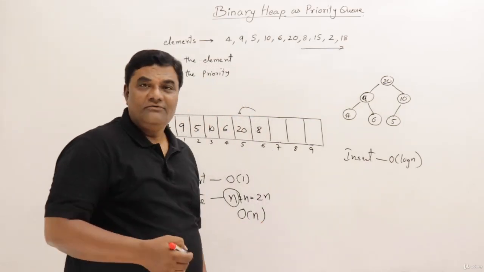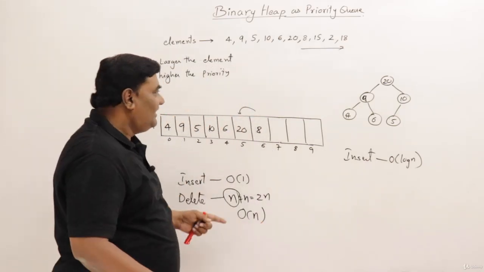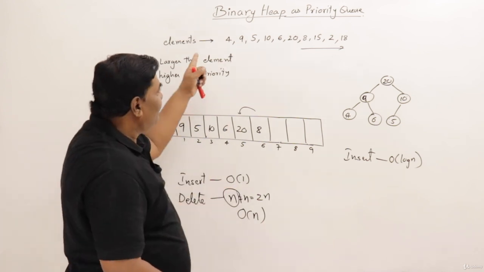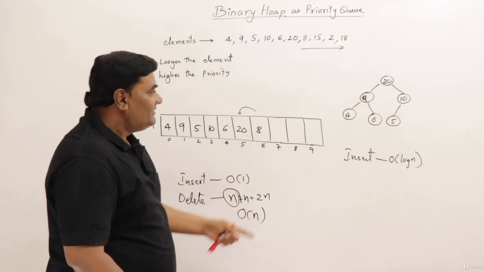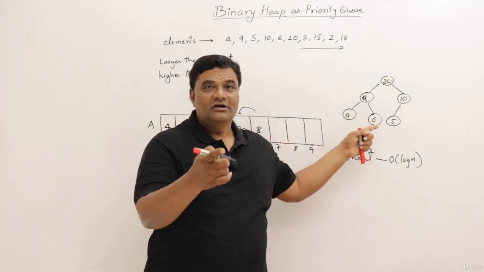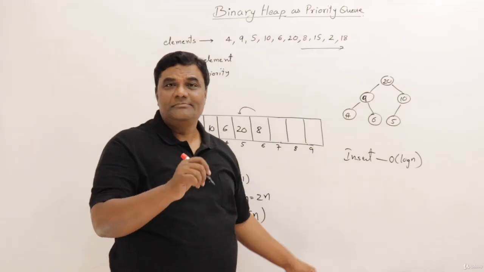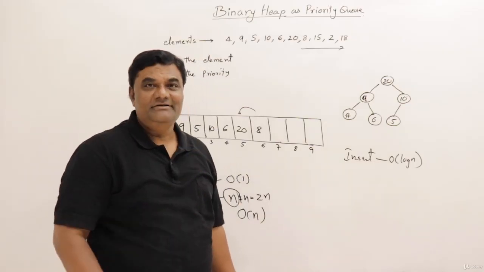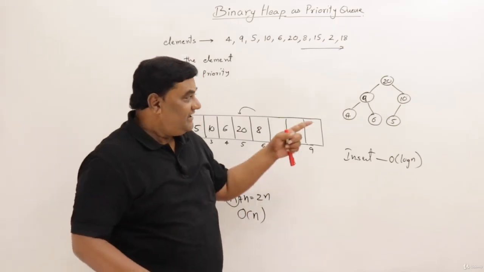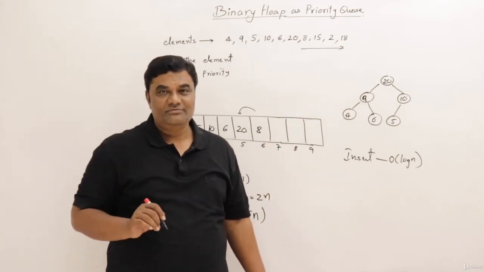Then I want to delete. Which element should be deleted from the priority queue? The highest priority element. Who was the highest priority element in this list? 20, because larger the number, higher the priority. So which element will be deleted from the heap? The root element only. 20 is the root element, that is of maximum priority. If I delete now, only the maximum priority element will be deleted. Heap is helping us to implement a priority queue.